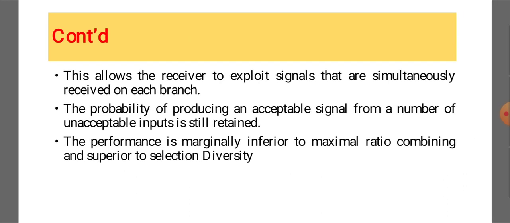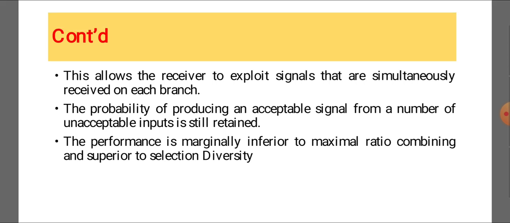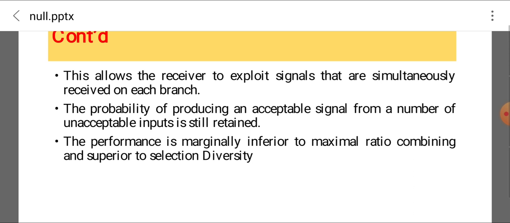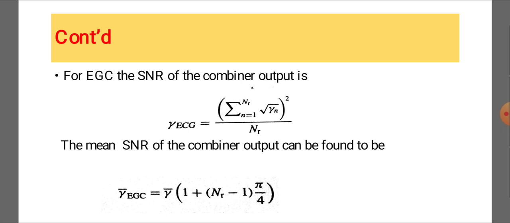This technique will allow the receiver to receive the signals which are simultaneously received on each branch. The probability of producing an acceptable signal from a number of unacceptable inputs is still retained. The performance of this technique is inferior to maximal ratio combining, but better than selection diversity. So this is the expression of the SNR of the combiner output and the mean SNR of the combiner output.